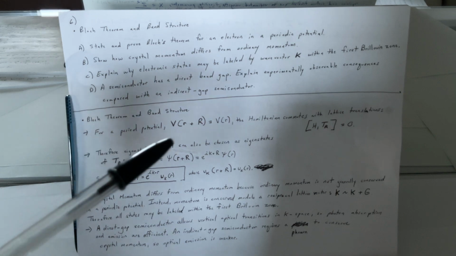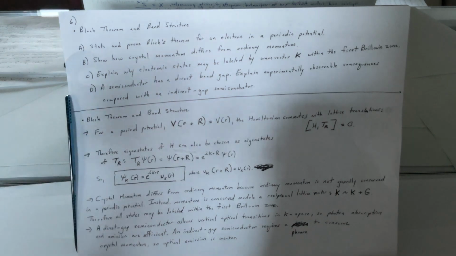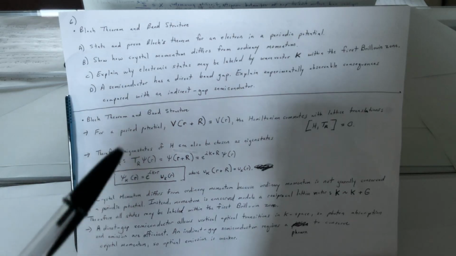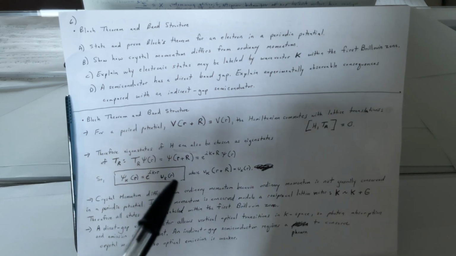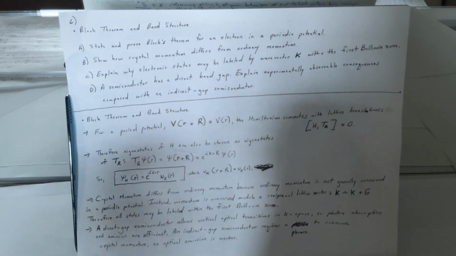Okay, so for a periodic potential, V(r + R) is V(r), and the Hamiltonian commutes with the lattice translations, [H, T_R] equals 0, and therefore eigenstates of H can also be chosen as eigenstates of T_R. So we get this for T_R psi(r) equals that. And then psi_k(r) equals this expression, where u_k(r + R) equals u_k(r). So this is more canonical stuff.